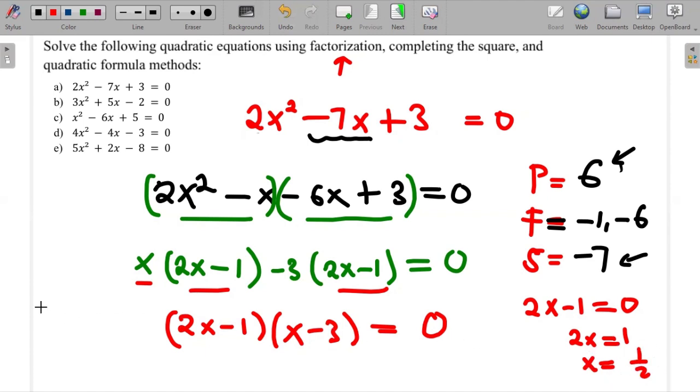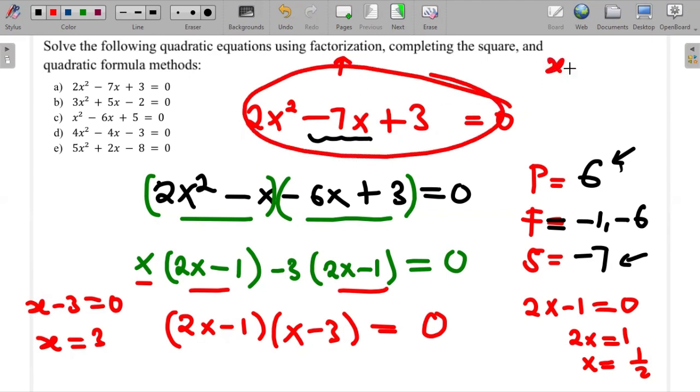My other answer, I'll write it here: x minus 3 is equal to 0. So that will just be what? x is equal to 3. So meaning that my answers to this quadratic equation here are simply x is equal to 3 or x is equal to 1 over what? Half. Okay, so any question there on the factorization?